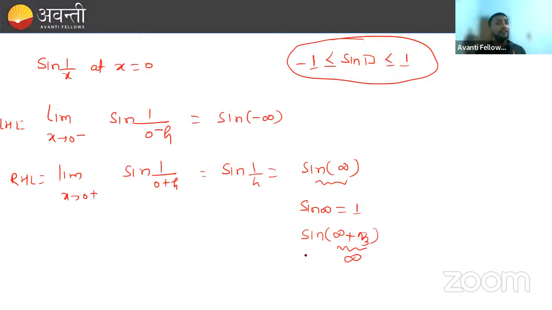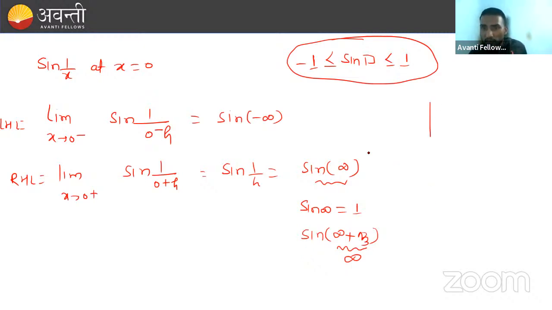We know that the value will lie between minus 1 to 1, but we are not sure what the exact value will be, because it is coming as infinity and minus infinity, right? So in this case we consider that it is changing so frequently, because 2 pi, 4 pi, 6 pi we can see, but if it is going up to infinity, then we can't see.